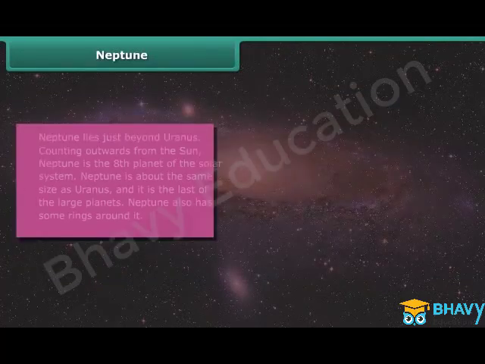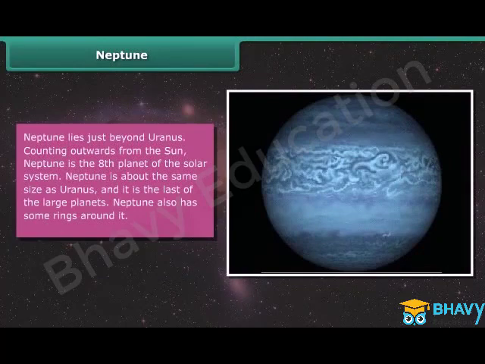Neptune. Neptune lies just beyond Uranus. Counting outwards from the Sun, Neptune is the eighth planet of the solar system. Neptune is about the same size as Uranus, and it is the last of the large planets. Neptune also has some rings around it.